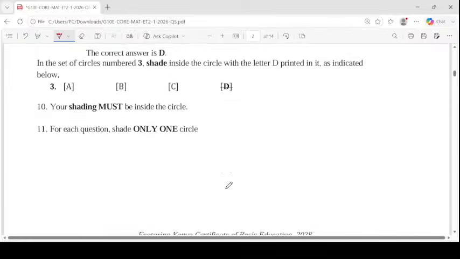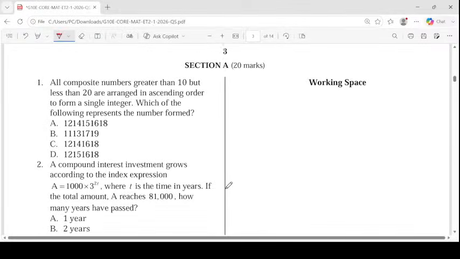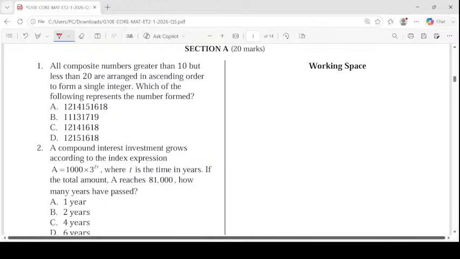Question number 1. All composite numbers greater than 10 but less than 20 are arranged in ascending order to form a single integer. Which of the following represents the number formed? So when you talk about the composite numbers, first let us list the composite numbers.